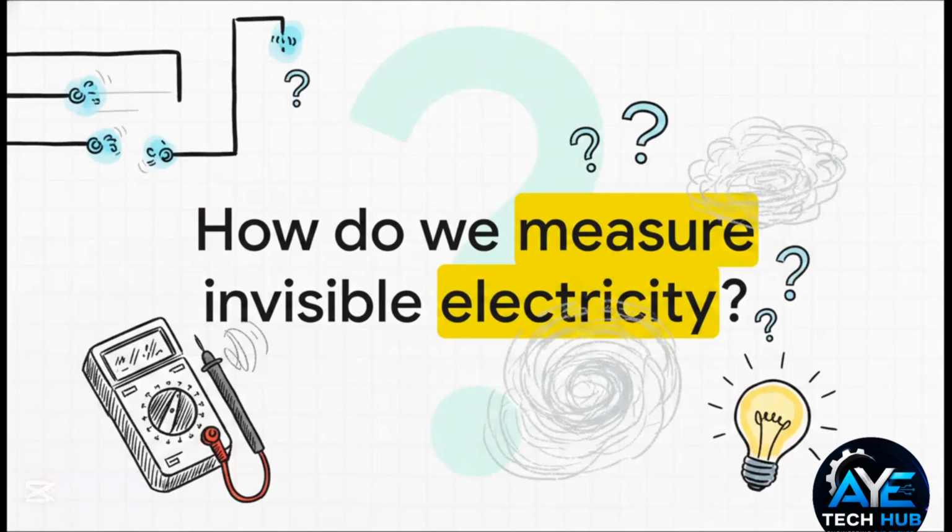Because, let's be real, the biggest hurdle we face when learning about electronics is that electricity is, well, it's invisible. We literally cannot see electrons moving through a wire, and because of that, the whole concept can feel incredibly abstract, maybe even a little intimidating. So, how on earth do we measure or even just intuitively understand something we can't physically see?